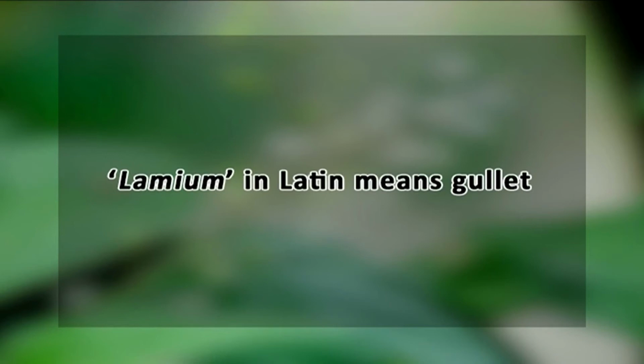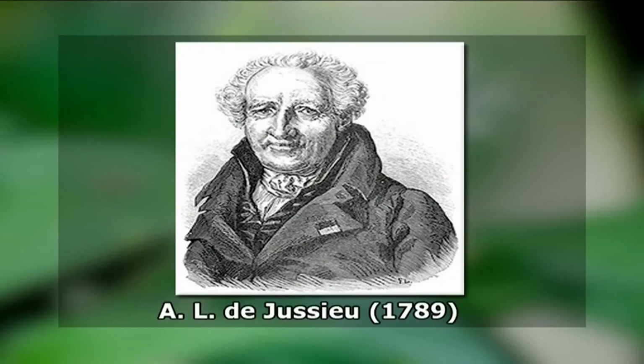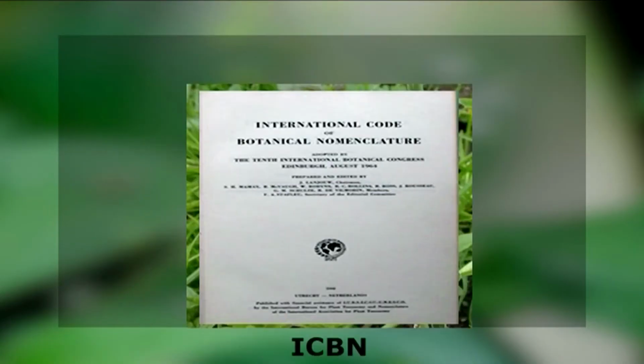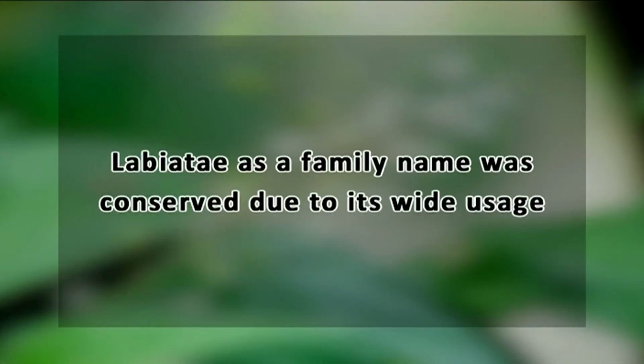The term Lamium is basically a Latin word which means gullet, because the shape of the corolla tube in the Lamiaceae is just like a gullet. Why we had the need for an alternate family name Lamiaceae? Because it was already given the name Labiati by A.L. de Gisu. This alternate family name was necessitated due to the typification rule of International Code of Botanical Nomenclature. At the same time, the earlier name, that is Labiati, was also conserved because this Labiati name was widely used in the scientific circles.